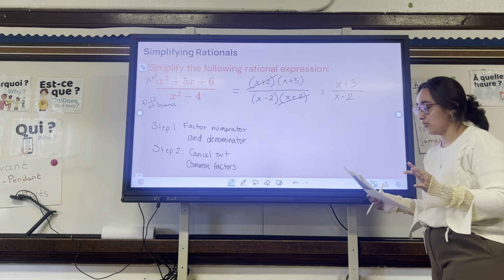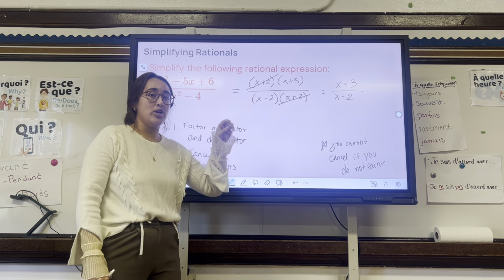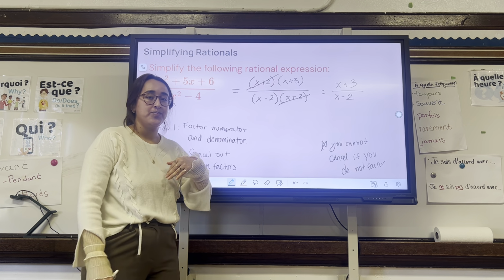Just a reminder that you cannot cancel if you do not factor. Sometimes what kids will say is, oh, I have an x squared and an x squared, I can cancel. The reason you cannot do that is because there is addition and subtraction between each thing. The reason we break it up into factors is because now it's multiplication, right? And just like we simplified fractions, this works the exact same way. We are simplifying factors. All right.